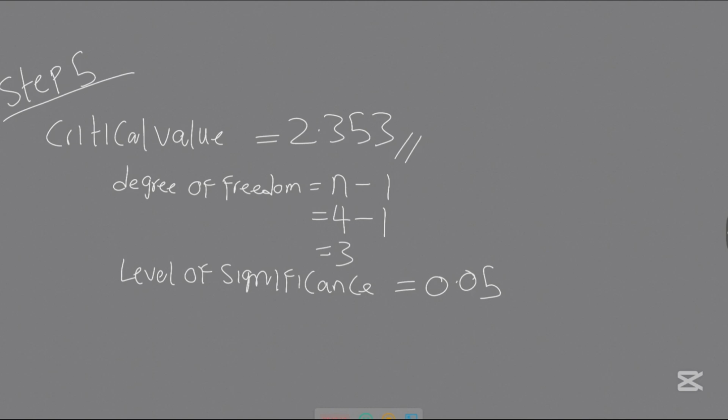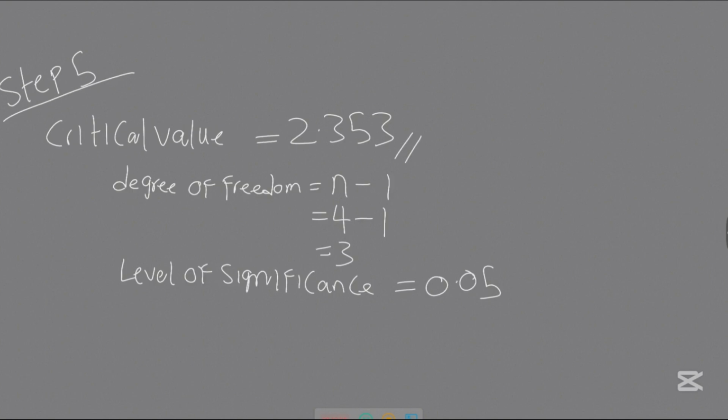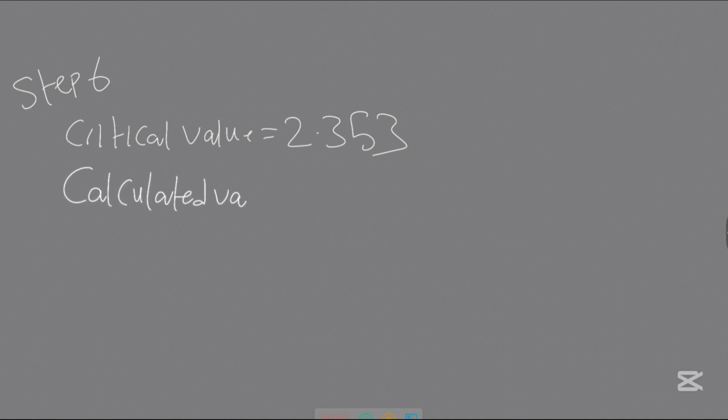So now, the next step, which is our last step, is step 6. We're going to make our decision on whether to accept or reject the null hypothesis. In this situation, our critical value is 2.353. And we got our calculated value, which is our test statistic, our t-test, to be 1.55. Remember I told you when your critical value is greater than your calculated value, you accept. In this situation, our critical value is greater than the calculated value. So we accept the null hypothesis.